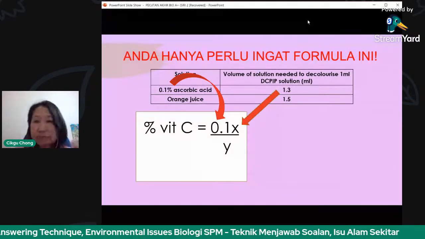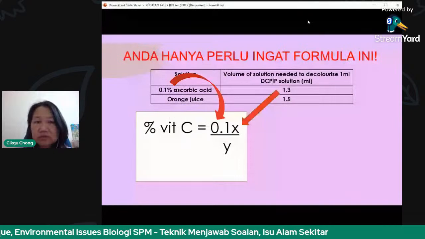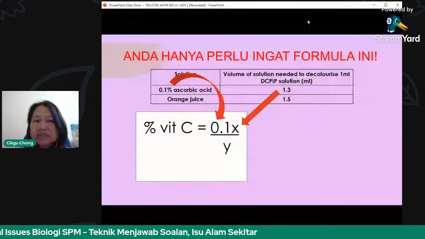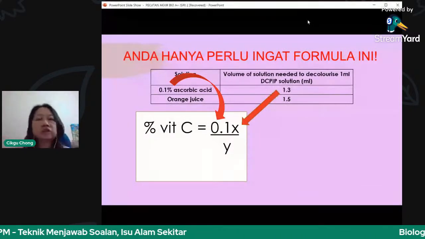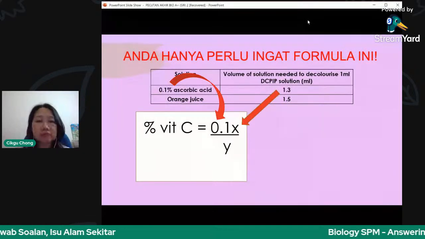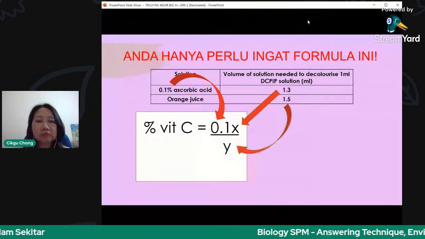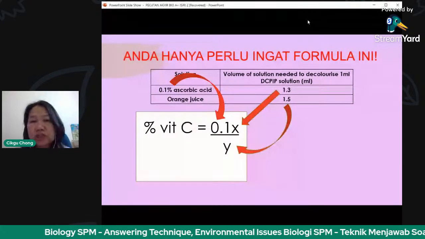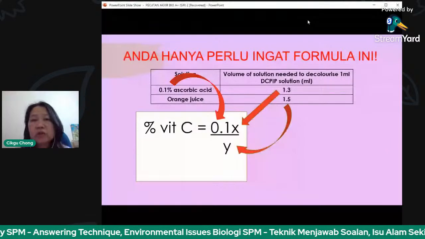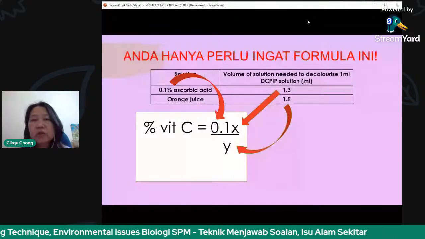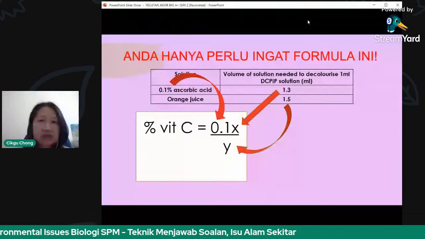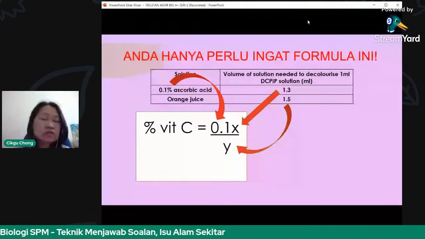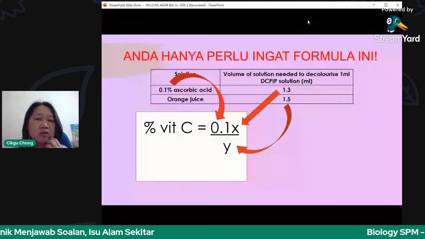So if 0.1 is the ascorbic acid, your X is referring to your ascorbic acid. Okay, don't mix up. And then you divide by Y. And Y is the volume of the solution which you want to test. That means your orange juice or pineapple juice or whatever juice that you have to put into the DCPIP in order to decolorize it. Okay, so 0.1 X over Y.